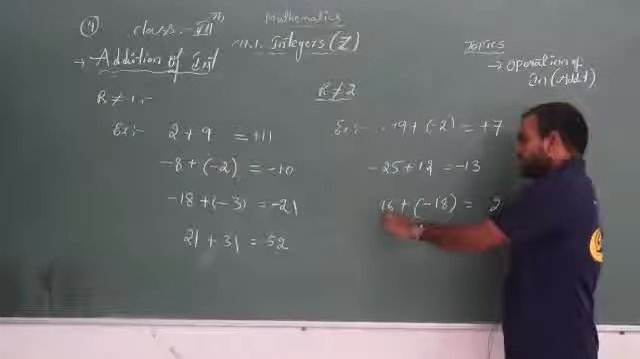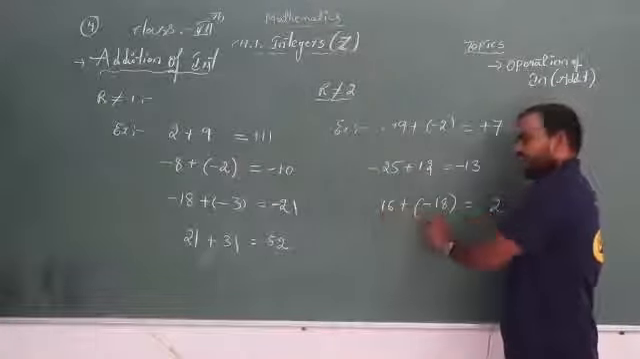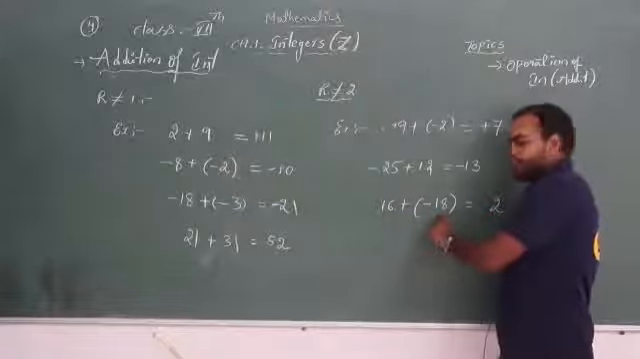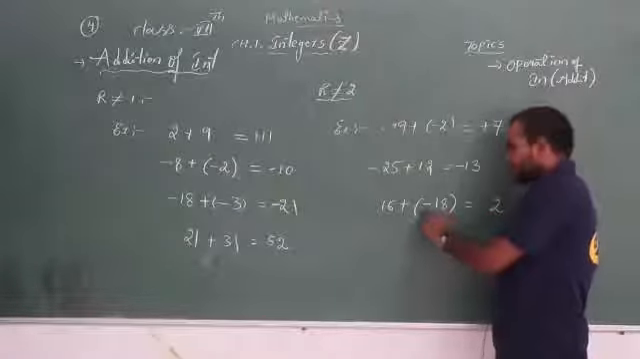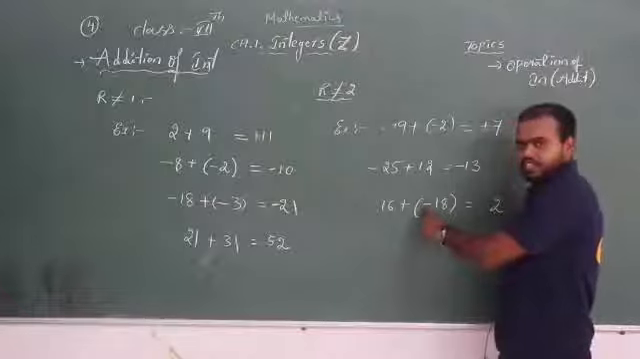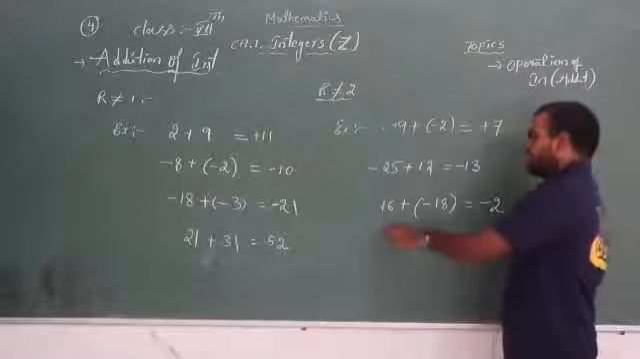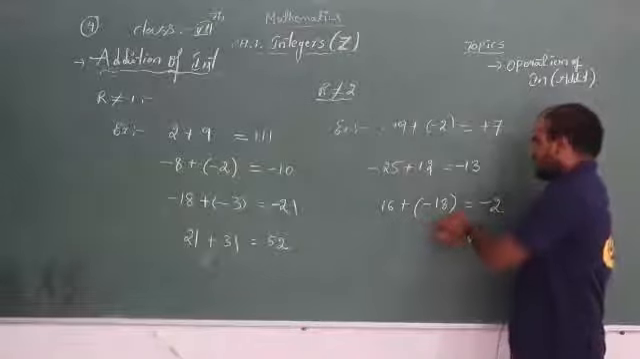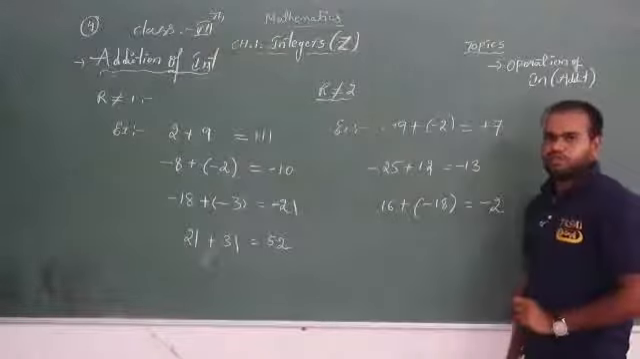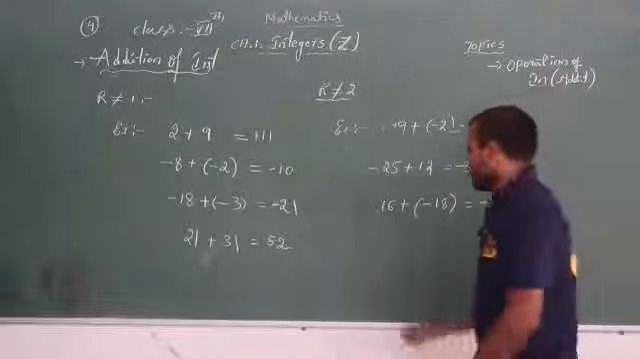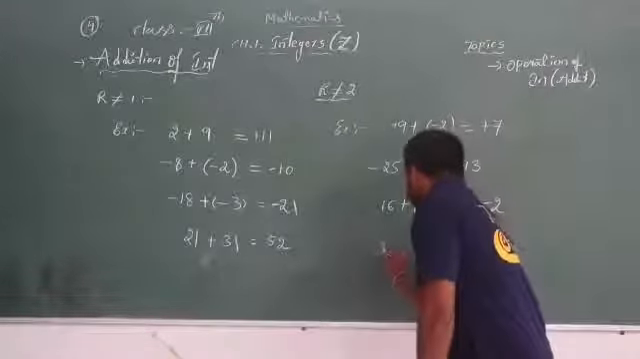Now which number is greater here, 16 or 18? Definitely 18 is greater. So which sign does 18 have in front? It has a minus sign. So our answer is minus 2. So 16 plus minus 18 is nothing but minus 2. So understood? Now see one more example.